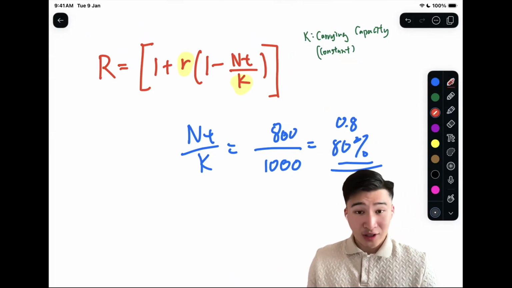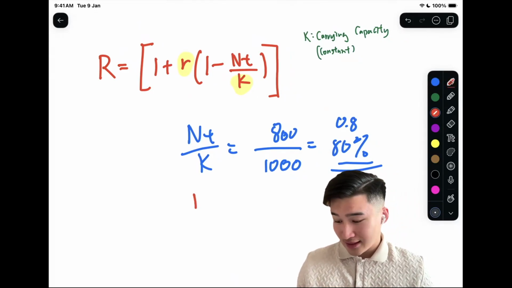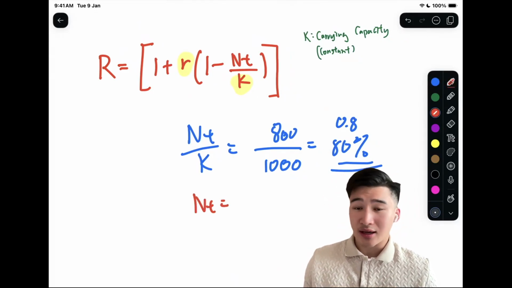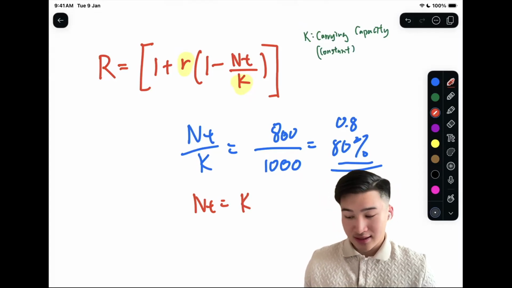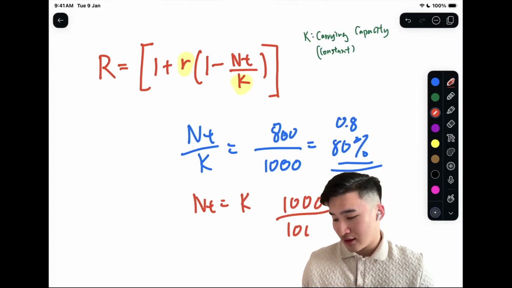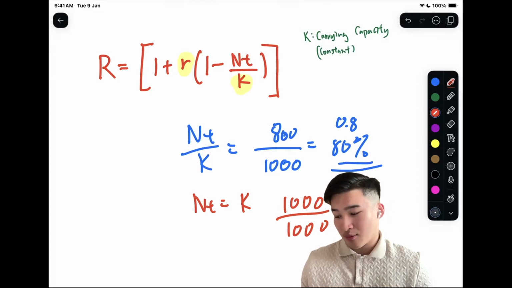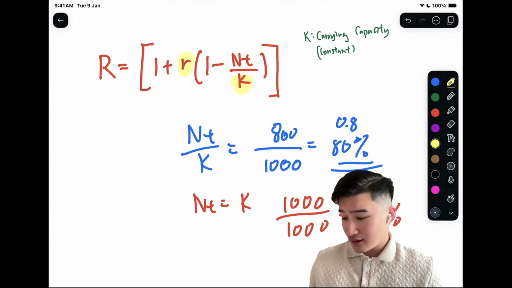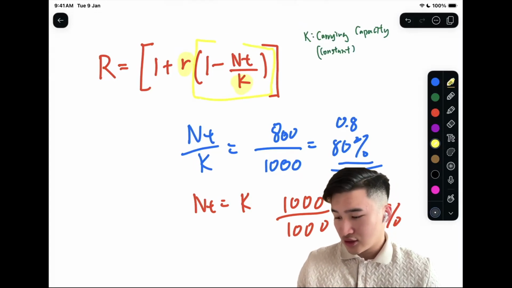Now, 100% max was simply when NT is equal to K. So when NT is equal to K, let's say it was 1,000, it's going to be 1,000 divided by 1,000, and then we'll get 100%. And this is important because, writing this concept, look at this chunk here.